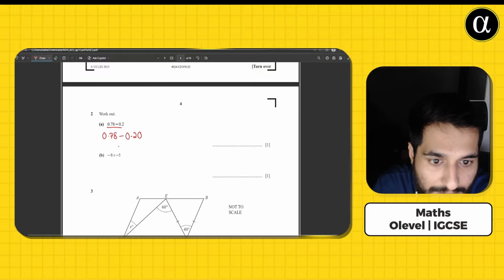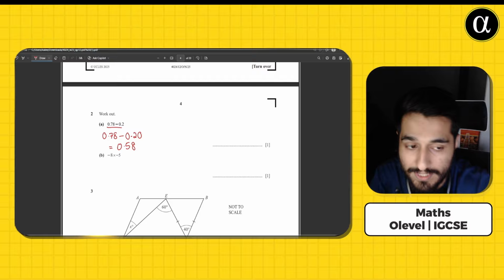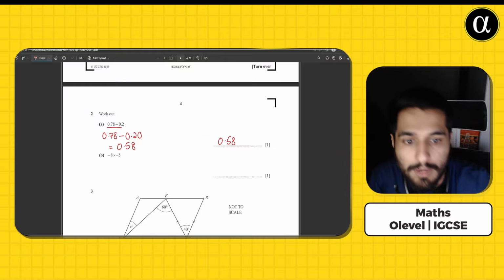So what is 0.78 minus 0.20? That should be equivalent to 0.58, because 78 minus 20 gives us 58, so this is going to be 0.58. Moving on to the next part.